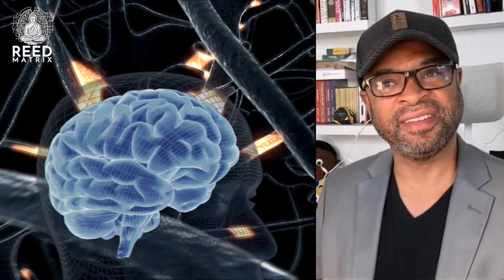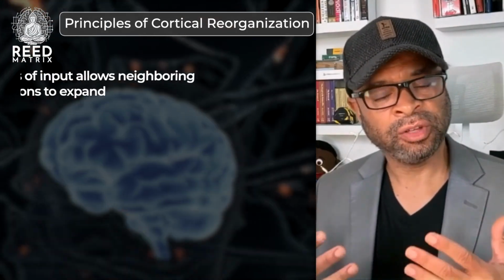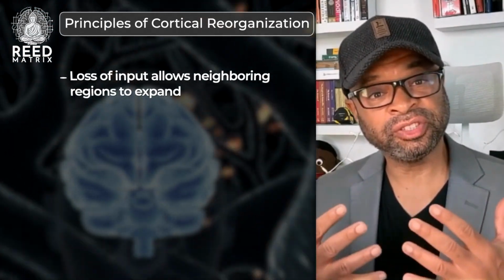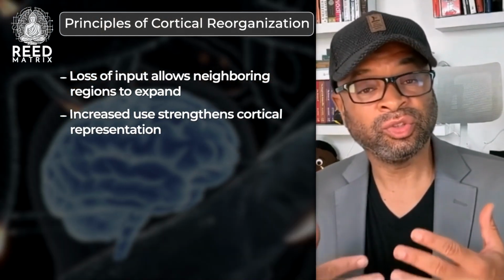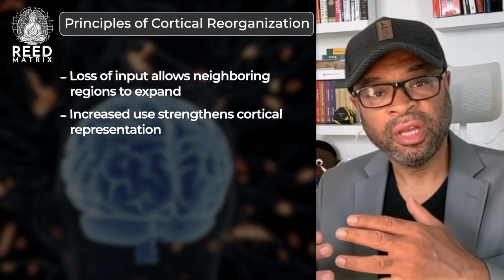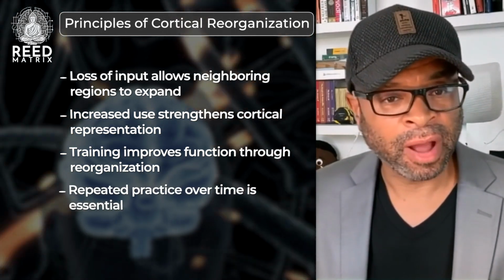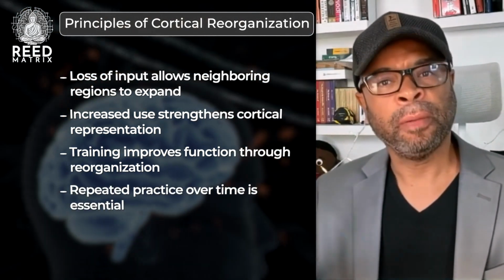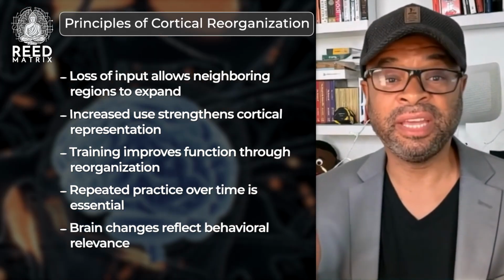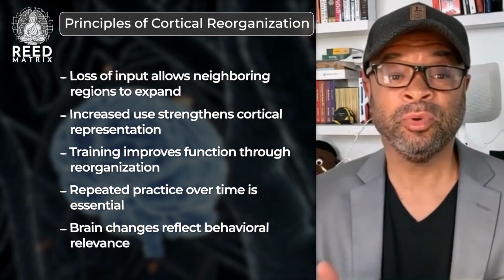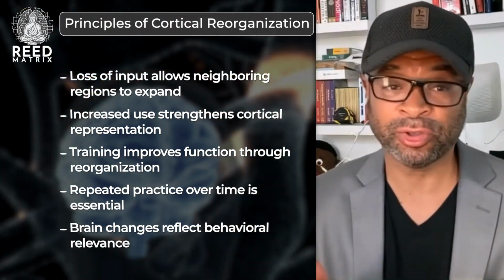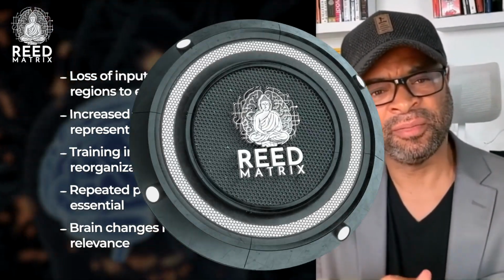Research in humans has identified several general principles of cortical plasticity. Loss of input allows neighboring regions to expand. Increased use strengthens cortical representation. Training improves function through reorganization. Repeated practice over time is essential. Brain changes reflect behavioral relevance. These principles show that plasticity is structured and purposeful, not random.